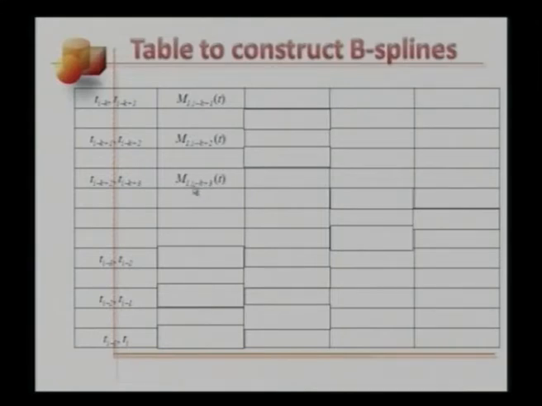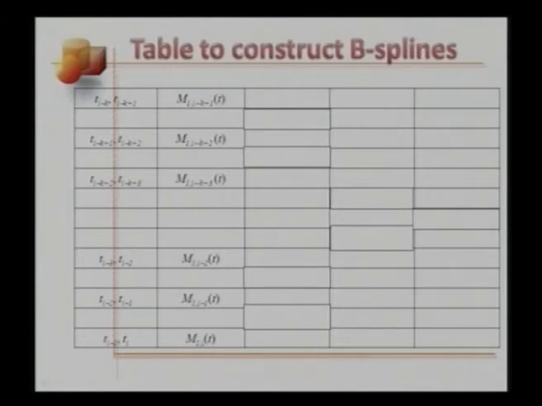Likewise, M1 I minus 2. Notice the correspondence here. M1 I minus 1, and finally M1 I. We can start performing linear interpolations from here on. Combine these two to get what? Of course, you'll get a spline of order 1 plus 1.